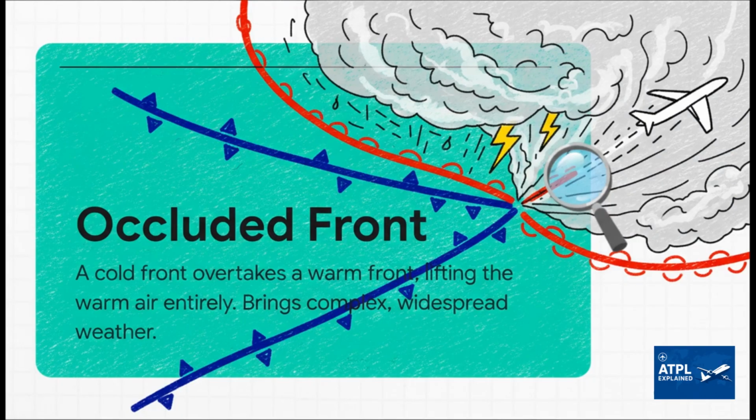And you know what happens when the fast bulldozer catches up to the slow ramp? You get an occluded front. This is where the cold front literally lifts the entire warm front right off the ground. What you get is a messy combination of both types of weather. When you see an occlusion, you should think mature storm system and complicated weather. Definitely something to plan around.